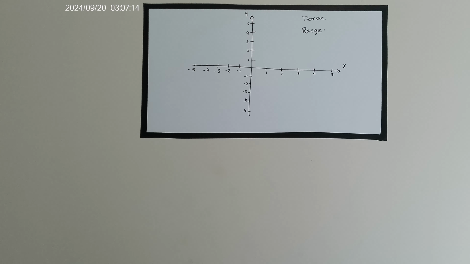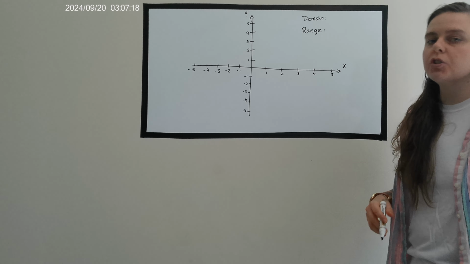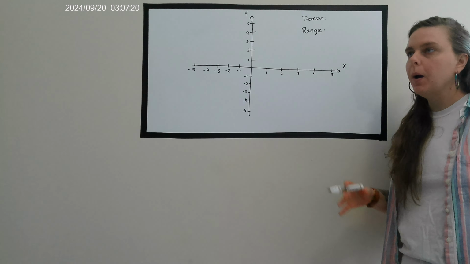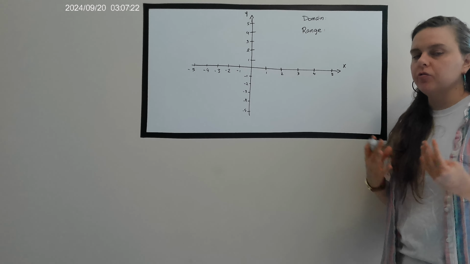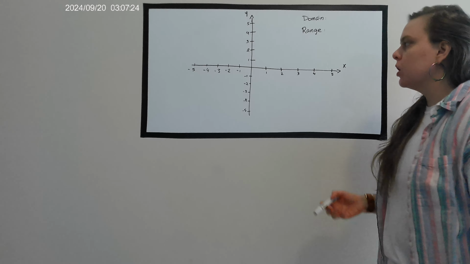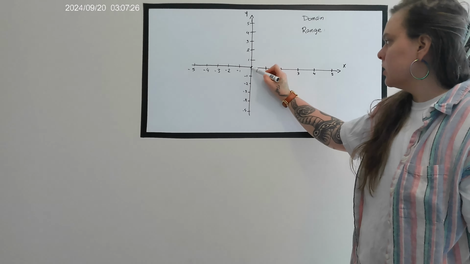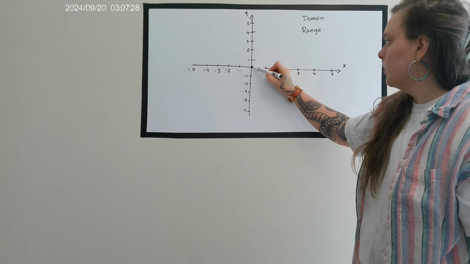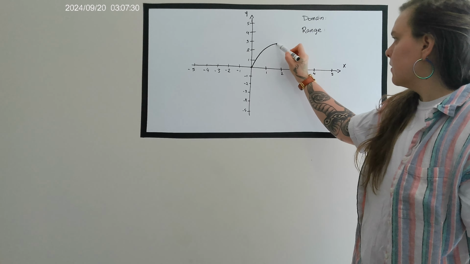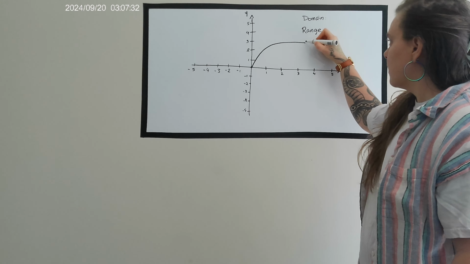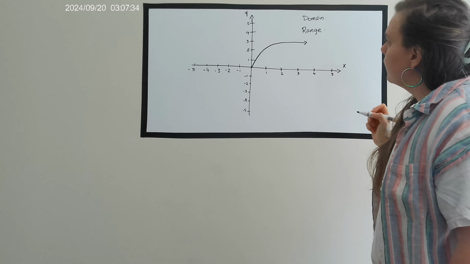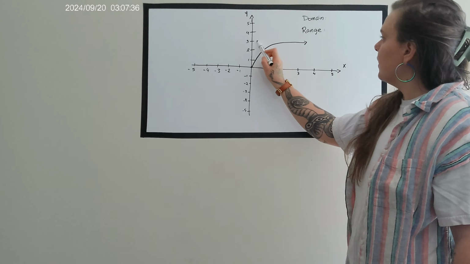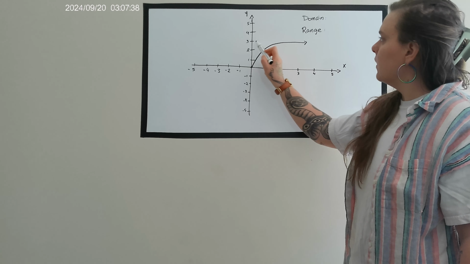Okay, let's do a quick recap on the meaning of domain and range. Domain and range have to do with the boundaries in which a function is valid. So let's say I have a function that starts at 0, 0 and goes like this. Let's say it kind of peaks at y equals 3.